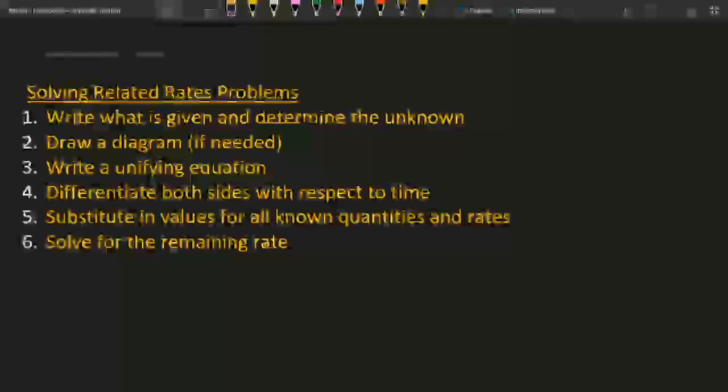For your fifth step, you need to substitute in values for all known quantities and rates. And for your sixth step, you need to solve for the remaining rate. These steps might seem confusing at first, but after we do a few practice problems, you'll see that they're quite easy and simple. So take a moment or two to copy these down.